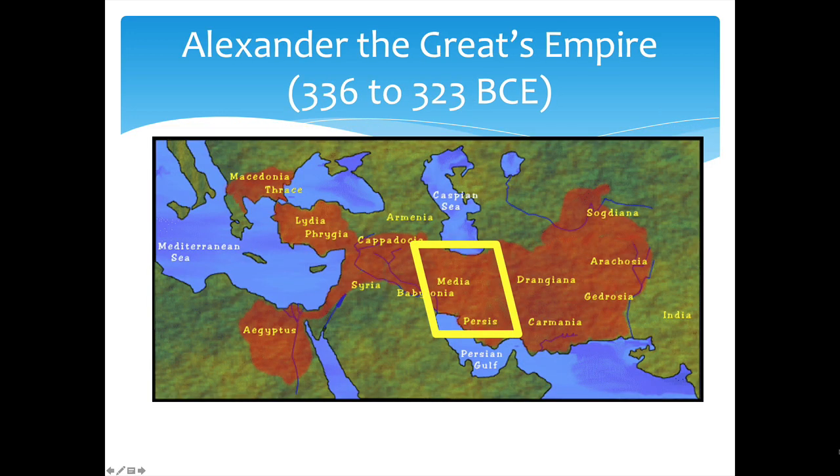And as the Persian Empire changed and started to decline, it was taken over by Alexander the Great's empire from 336 to 323 BCE. And again, you can see the extent of Alexander the Great's empire, reaching pretty far to the east and pretty far to the west as well. And again, the yellow parallelogram shows us where today's nation of Iran fits into these larger ancient empires.